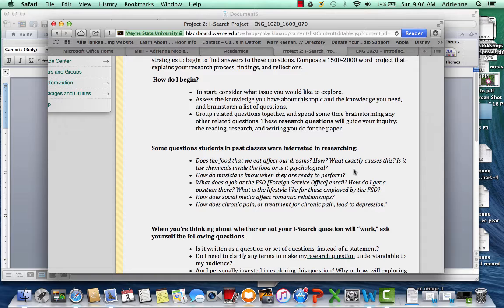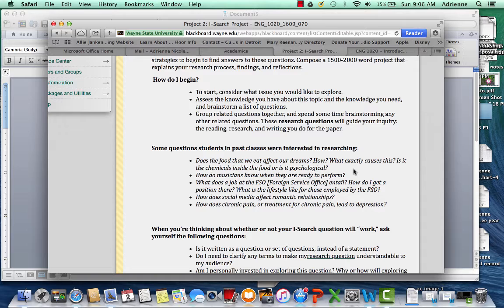So at the beginning of this week, and you would have been asked to write about this in your blog for this past week, you're really going to be wanting to think about several potential Isearch questions. I would let 2 or 3 or 4 roll around for a couple of days and then apply the heuristic that we're going to talk about to those questions.